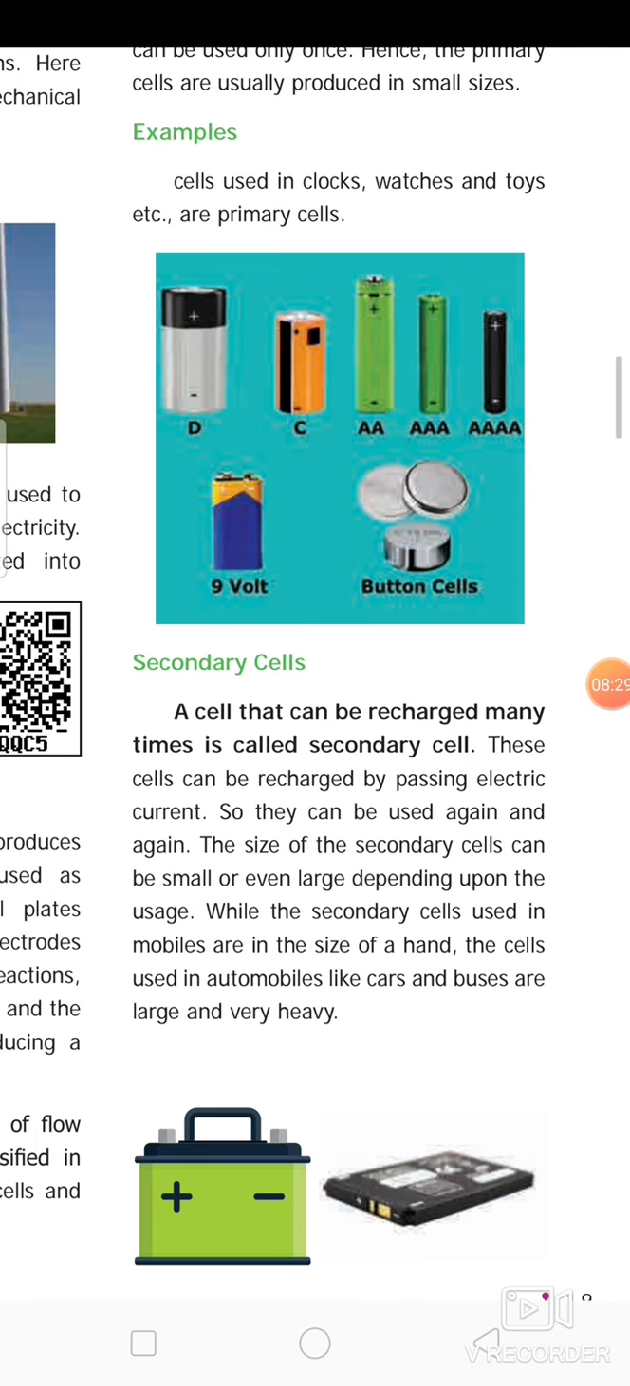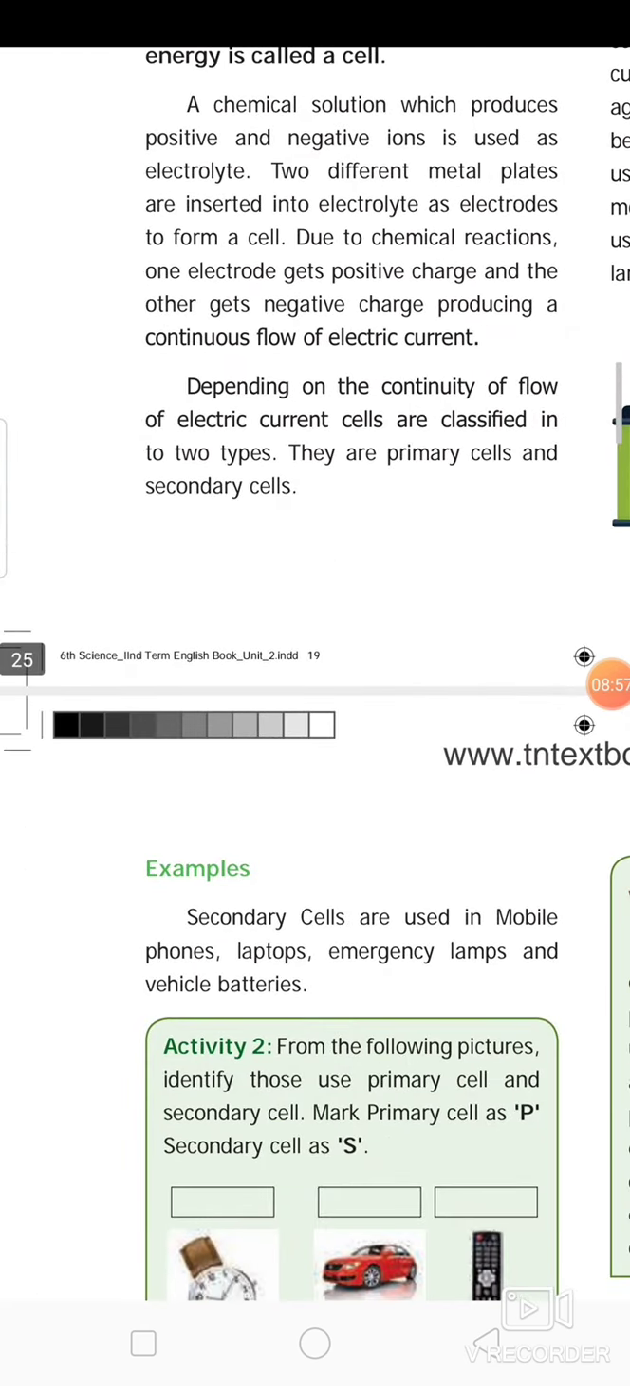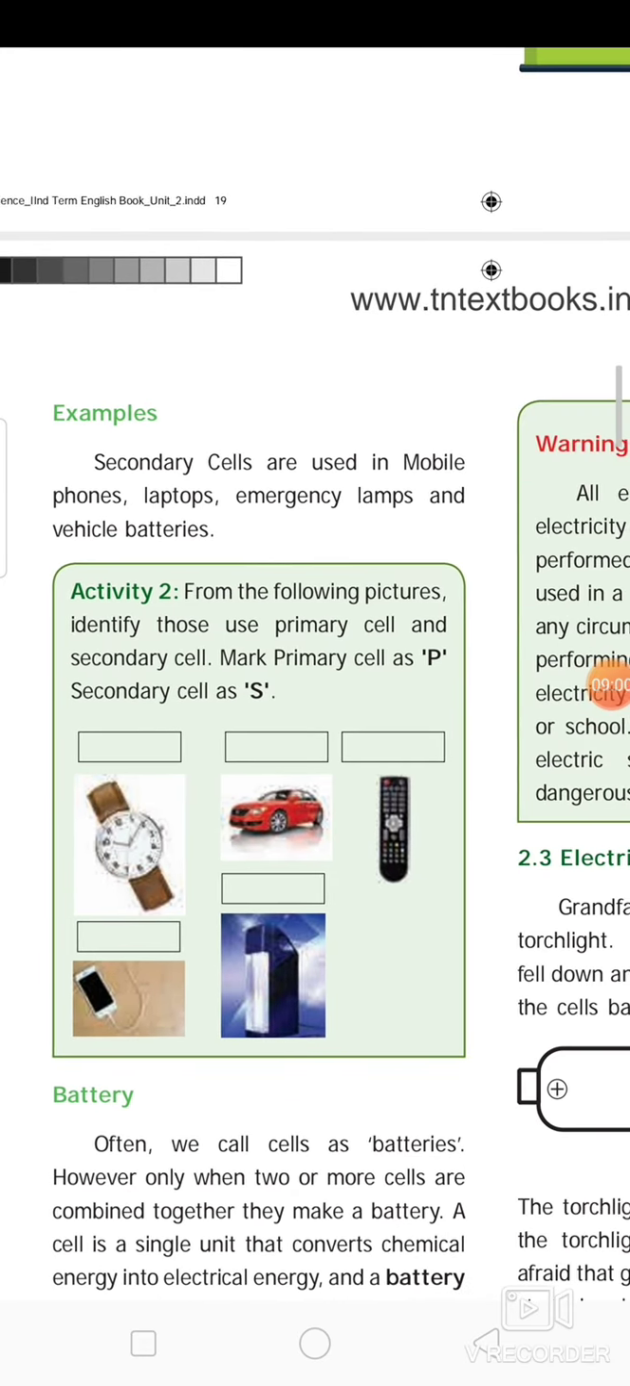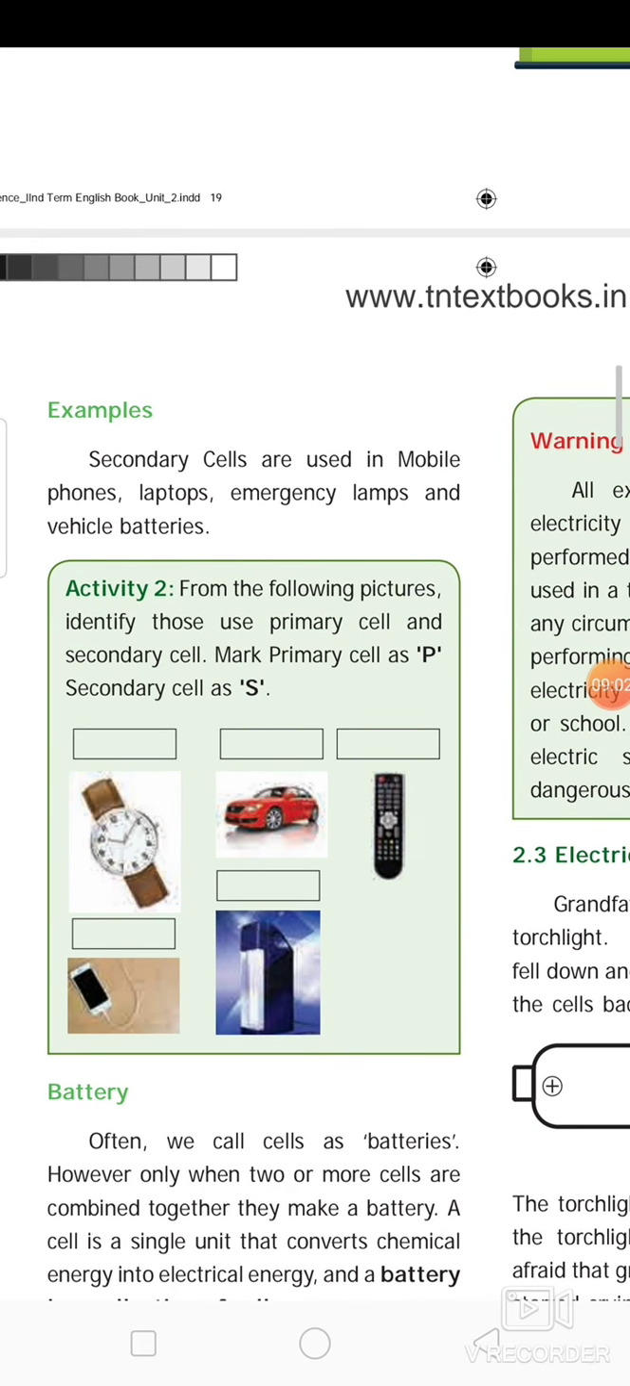The size of the secondary cells can be small or even large depending upon the usage. While the secondary cells used in the mobile are the size of a hand, the cells used in automobiles like cars and buses are larger and very heavy. So the cell used in your mobile is a secondary cell, and the huge cells used in cars and buses are also secondary cells. That you must understand. It may be of any size. Examples of secondary cells are those used in mobile phones, laptops, emergency lamps and vehicle batteries.